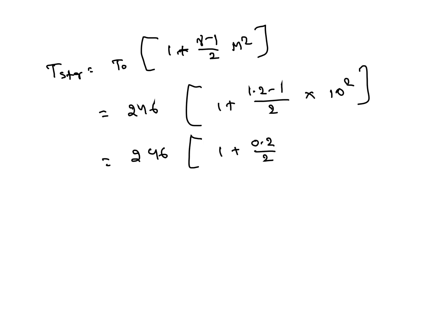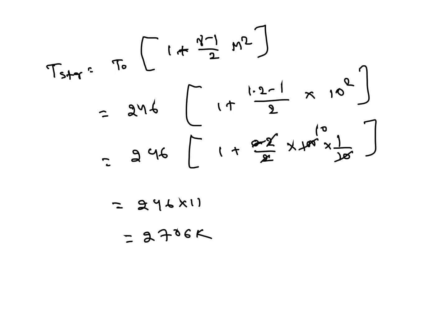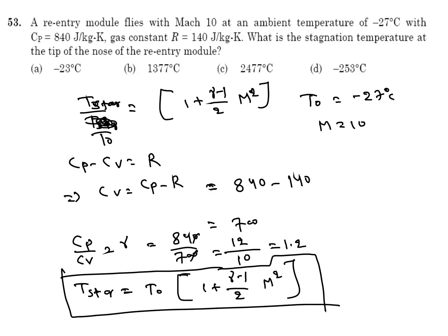So you can write 2 by 10. 2 cancel. 10 plus 1, it's 11. 246 into 11, you will get 2706 Kelvin. So if you write in Celsius, it's 2430 degrees Celsius. This is our answer. From option, approximately C is the answer.